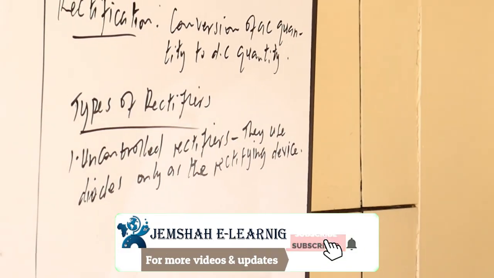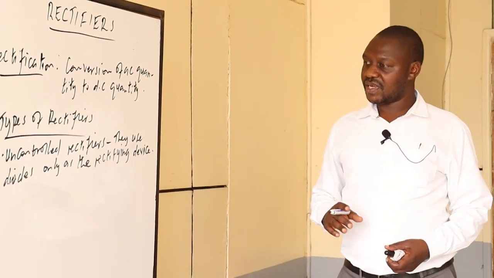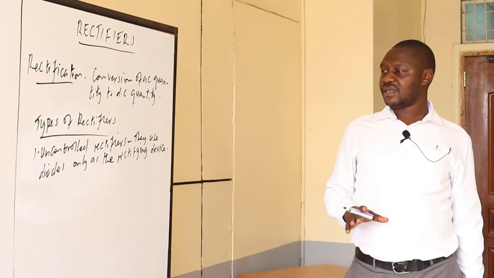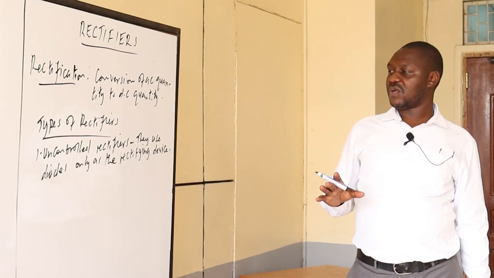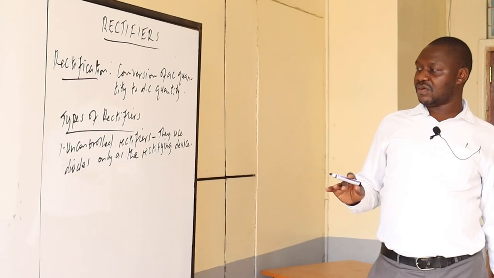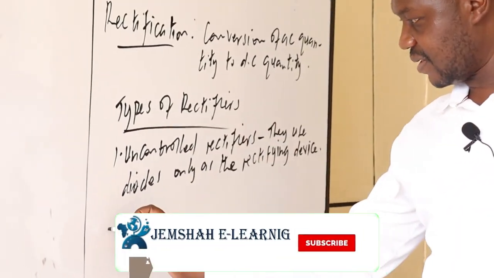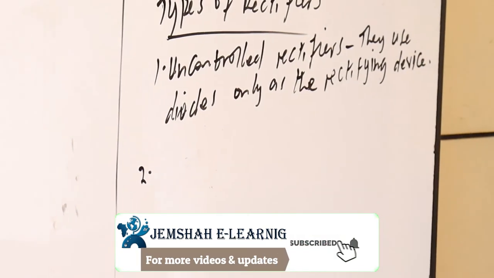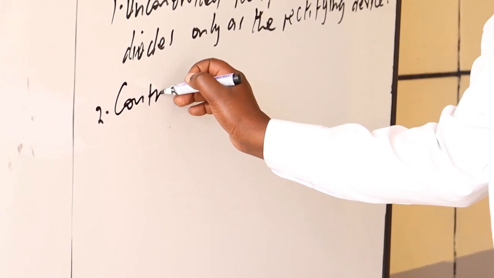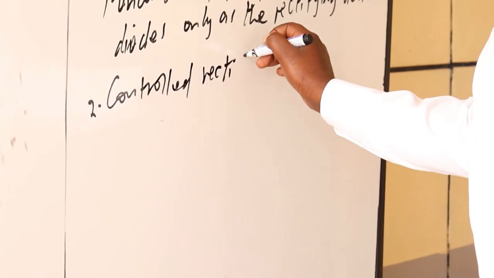So, why do we call it uncontrolled? Because we know that a diode, once it is forward biased, the current will flow immediately without any delay. So the next type of rectifier is what we call controlled rectifiers.